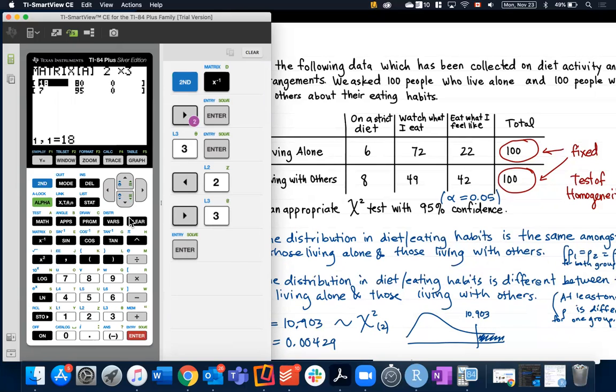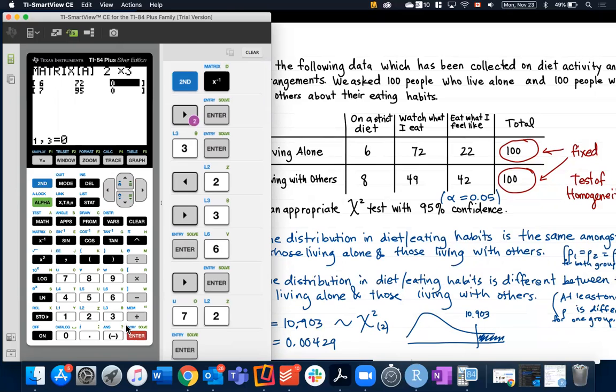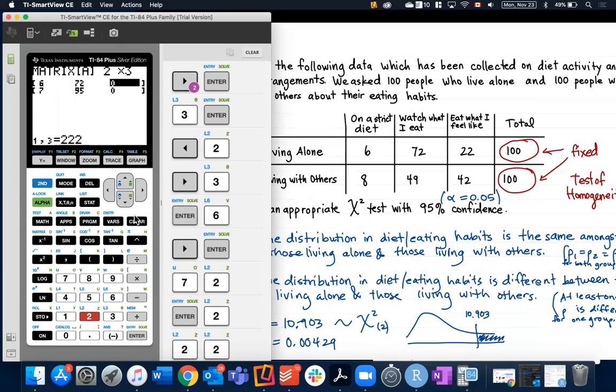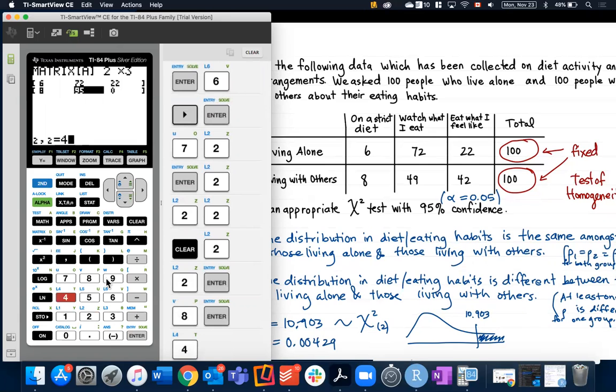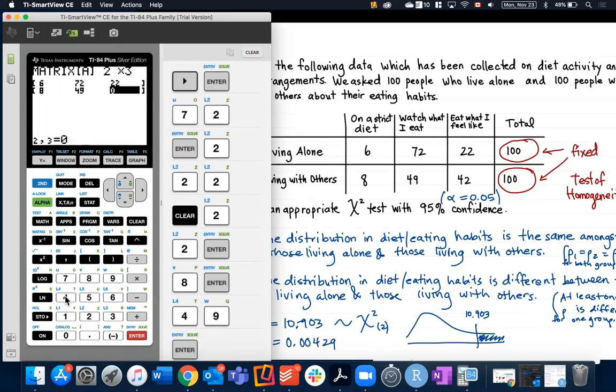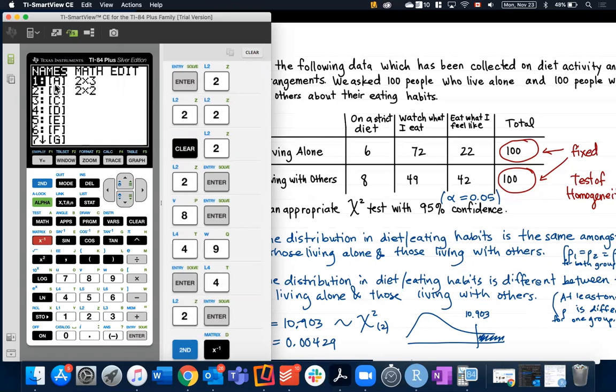So we've got 6 and then 72 and then 22, oops, 22, and then 8, and then 49, and then 42. Okay, so that's my observed matrix, and that's now sitting there in matrix A. So if I go to second and then matrix, you can see that matrix A is saved there. It's this 2 by 3.